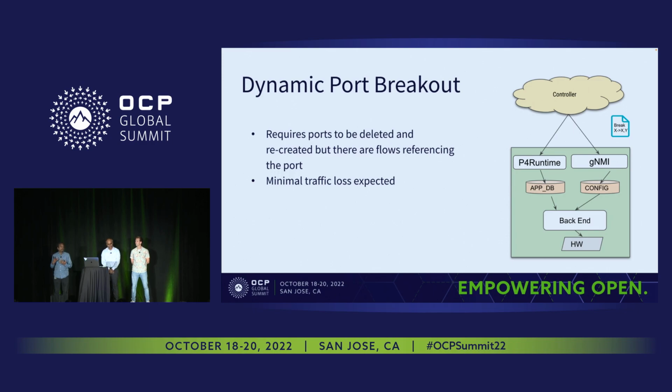Even with this solution, there can be some corner cases where the front end found that the config can go through and allowed the config to be written to the config DB, but in a short span of time before the backend could take that and break out the ports, there could be some new flows that have started referencing the port, right?